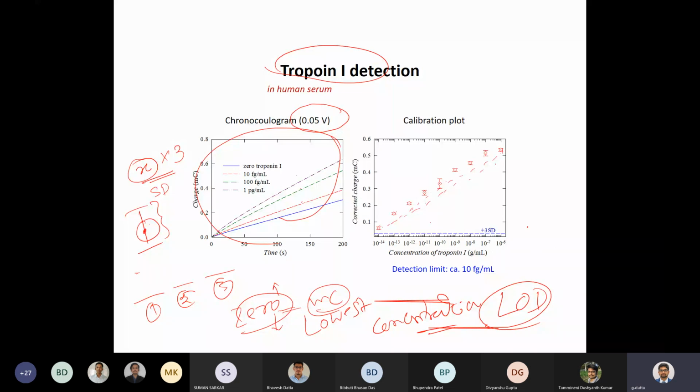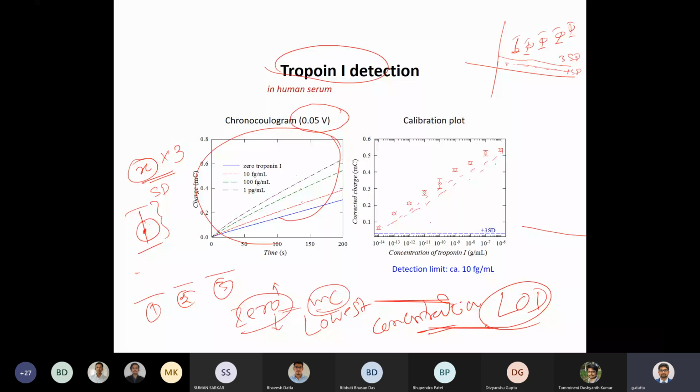Here we are drawing this is your zero current line, and this is all the concentrations, with the standard deviation error bar here. So this is your zero line. As you are multiplying by 3, the 3 times standard deviation line will be higher than this. This is just 1 SD, and this is 3 SD.